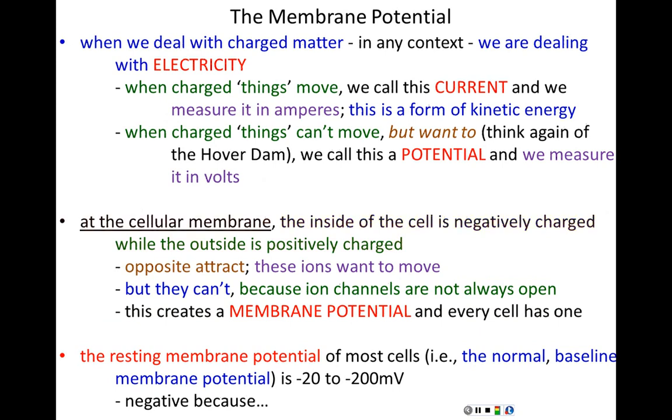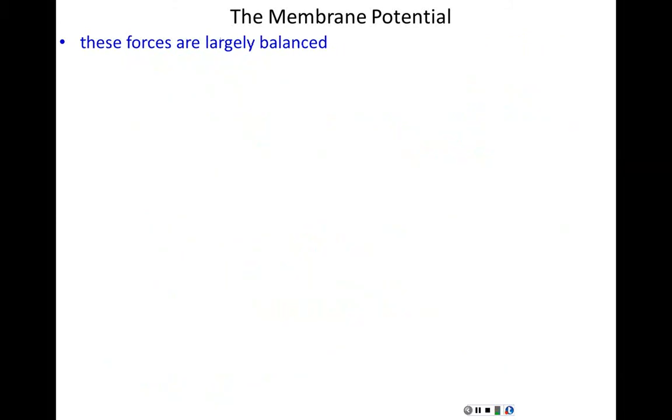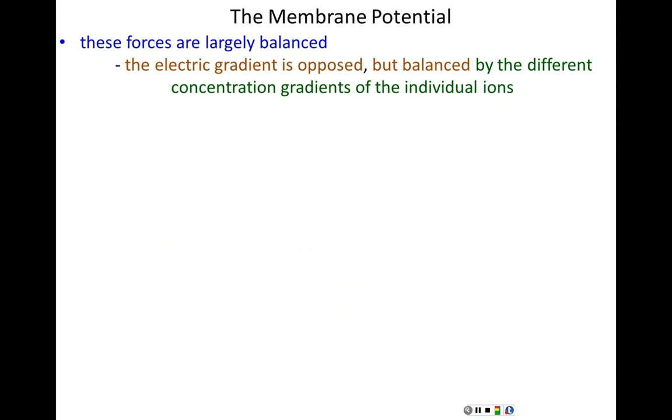Negative because we're dealing with the cell, and the inside of the cell is negatively charged as opposed to the outside. So the number reflects the unit of stored energy in volts, millivolts. The sign represents the relative charge inside the cell versus outside. These forces, although they're kind of in opposition, are largely balanced. The electric gradient that we see here, the membrane potential in other words, is opposed but balanced by the individual concentration gradients of the individual ions.